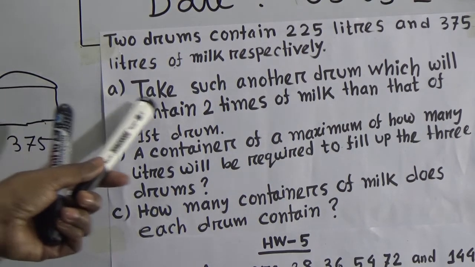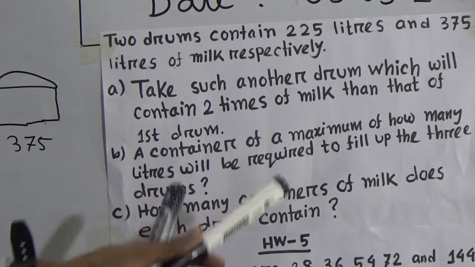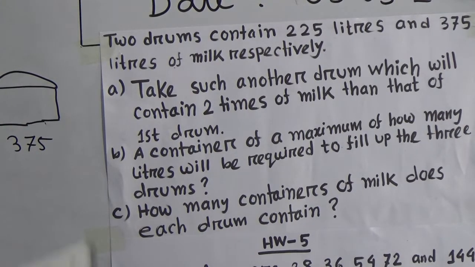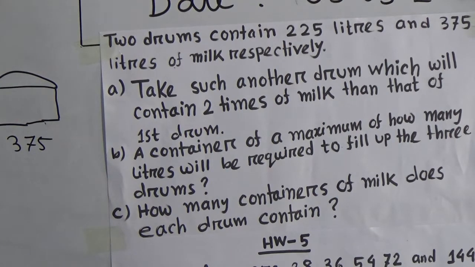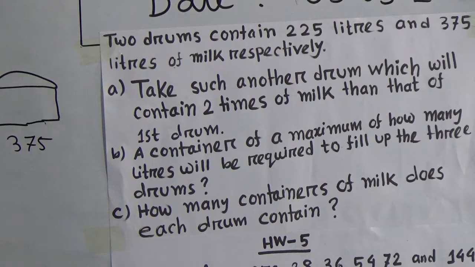Suppose, look, take such type of container so that 2 times of milk will be held than the first drum. B number: a container of maximum of how many liters will be required to fill up the 3 drums? Student, remember this math is related to our practical life. Okay, you read the question. A container of maximum of how many liters will be required to fill up the 3 drums?